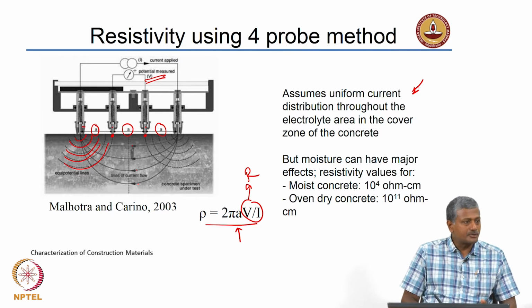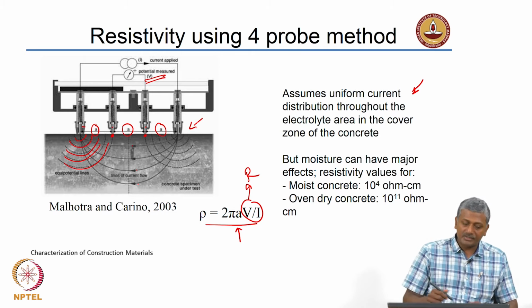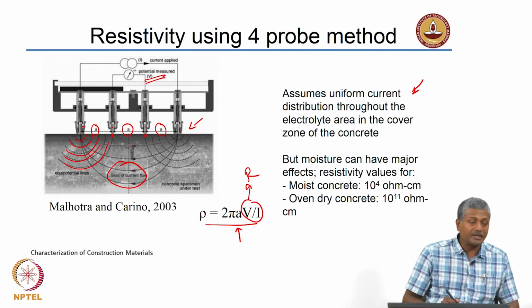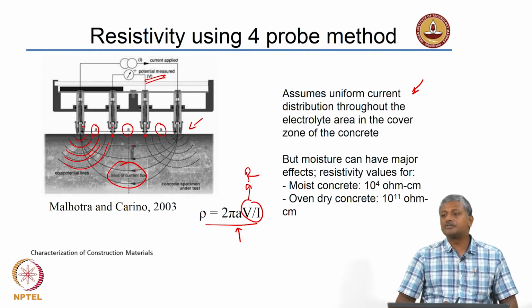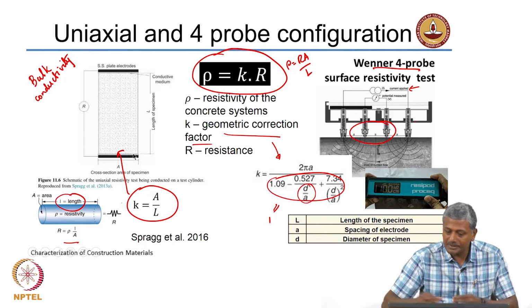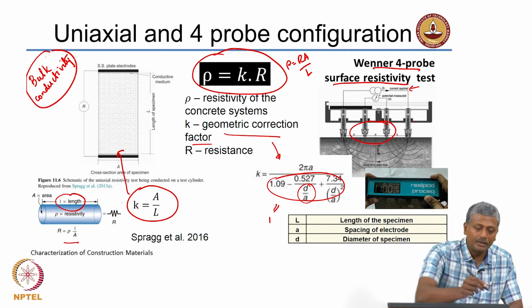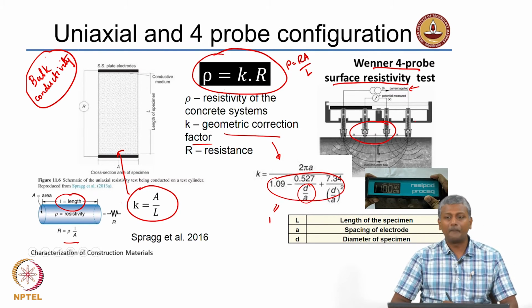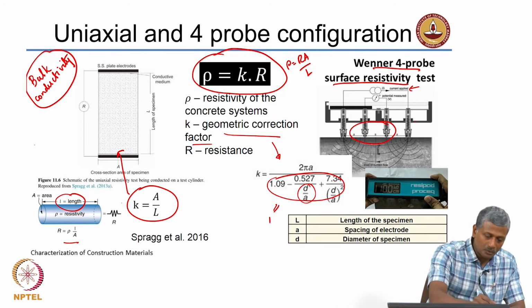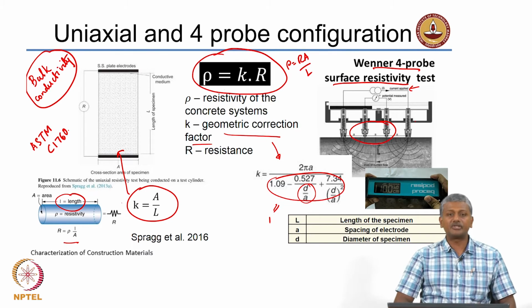Why are we worried only about the cover zone? Because when we are actually placing this resistivity probe on top of the concrete surface, the current flow is happening only in the cover zone of the concrete. We are not getting any current flow in the bulk of the concrete. That is why we call it surface resistivity, whereas in this case we call it bulk conductivity or bulk resistivity. I do not exactly remember the standard number, but it is ASTM C1760, I think. You can actually refer to the standard and check for yourself.